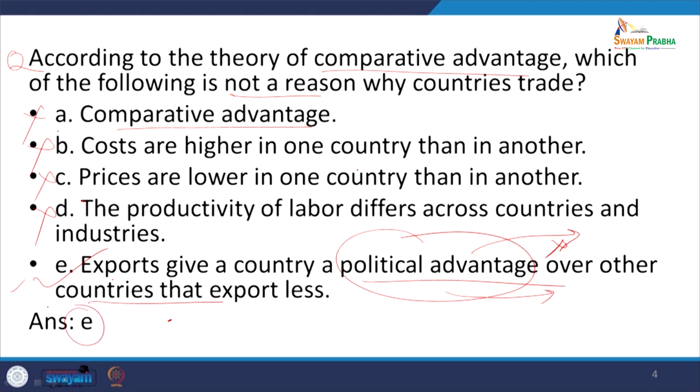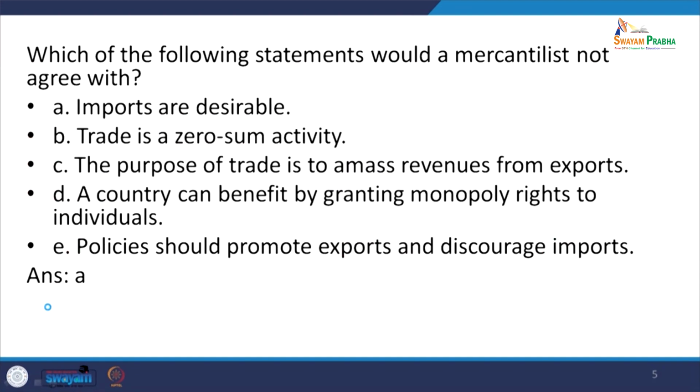And very quickly you can define the answer based on our previous or existing understanding. So, move to the next question. Which of the following statements would a mercantilist not agree with? So, we are now explaining some of the sample questions. We will immediately go to other calculations for international trade statistics for understanding classical theories empirically.